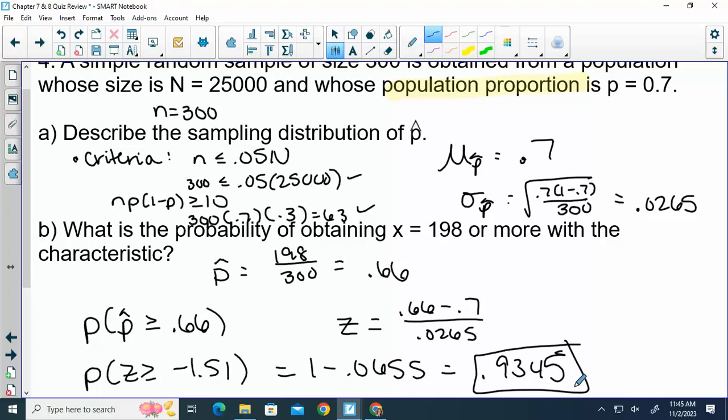So that's kind of your whirlwind review of all the things. Strongly recommend, look over the criteria for X bar and P hat. That's really the one thing that you have to memorize. The rest of it, the Z's, mean, standard deviation, it's all on your formula sheet.